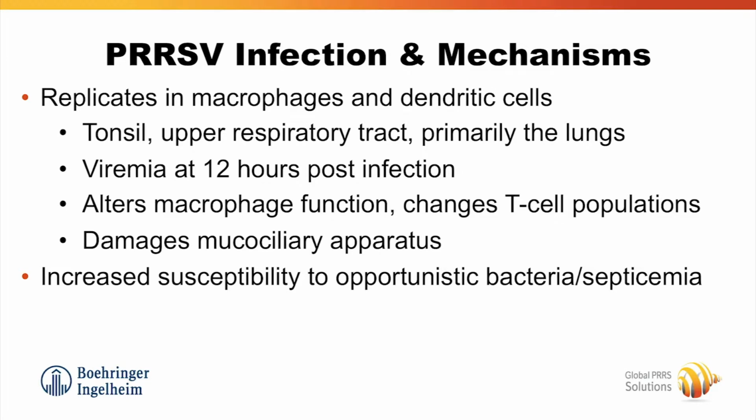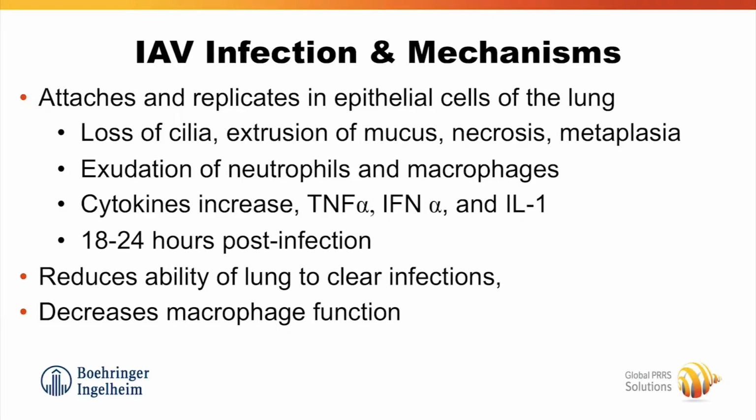If we break that apart a little bit more, PRRS infection and its mechanisms, talked about it a little bit with Dr. Harding, but replicating in macrophages and dendritic cells, we see that primarily in the lungs, and a viremia that can occur already 12 hours post-infection, but it alters macrophage function, can change our T cell populations, and damages the mucociliary apparatus. So all of those factors would lead to an increase in susceptibility to opportunistic bacteria or other viruses. With flu, the infection primarily stays within the lung.